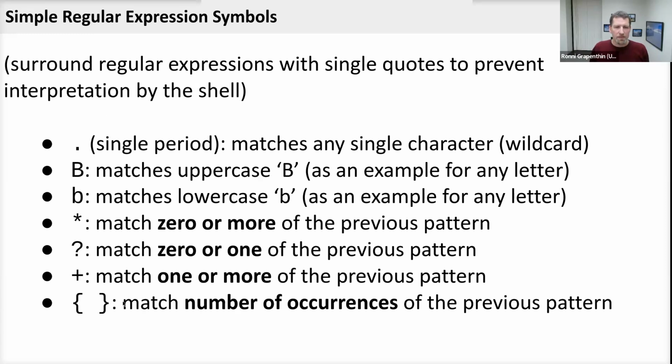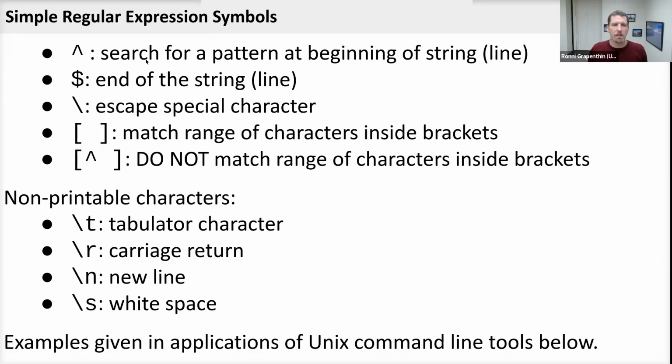The curly braces match the number of occurrences of the previous pattern, so you might give 3 to 5 in your curly brackets. The caret symbol is for a pattern at the beginning of the string or the line. So if you want to make sure that your pattern is at the beginning, you start out with the caret. If you want it at the end of the string, you terminate it with the $ sign. Backslash allows you to escape special characters. So if you wanted to search for an actual $ sign, you would say \$.